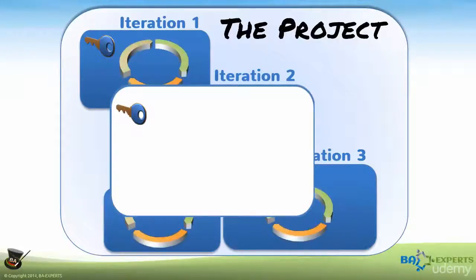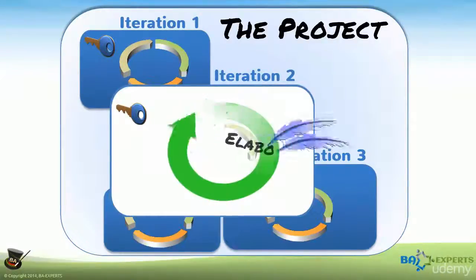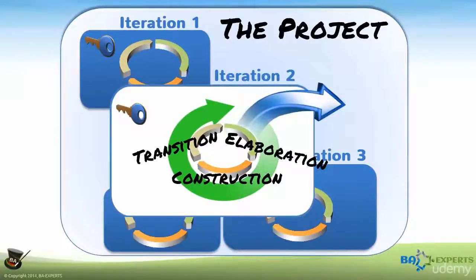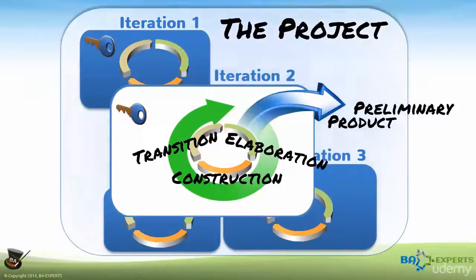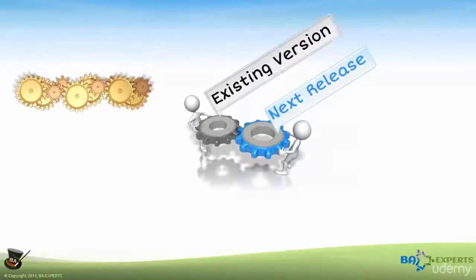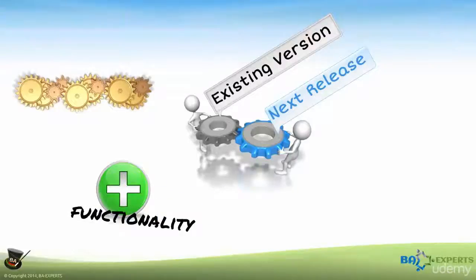Each iteration goes through potentially multiple elaboration, construction, and transition phases to ultimately deliver a release that represents a preliminary version of the final product. The phases often overlap during the iteration. The next release would then build on the existing version and add further functionality or features in a cycle of continuous improvement.